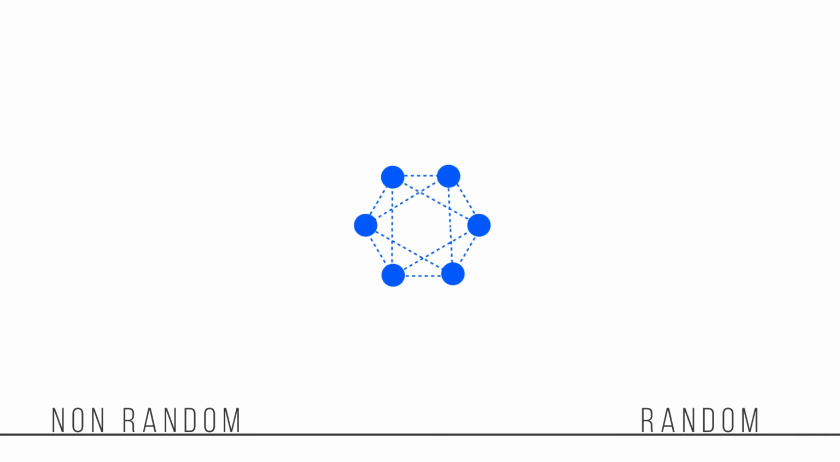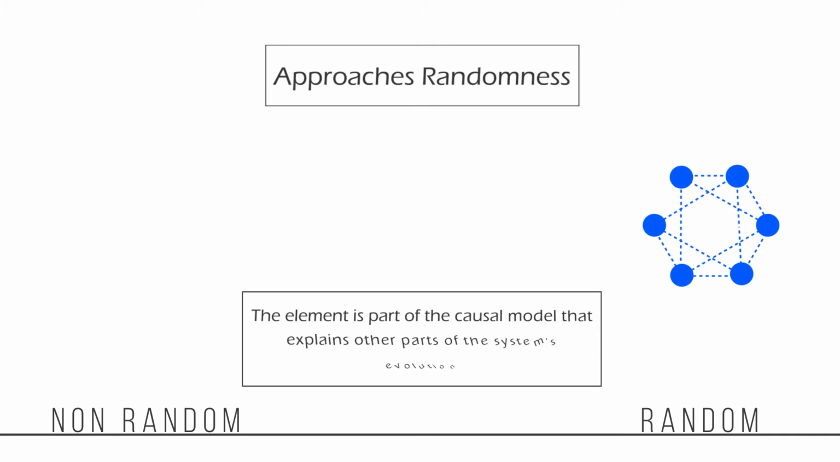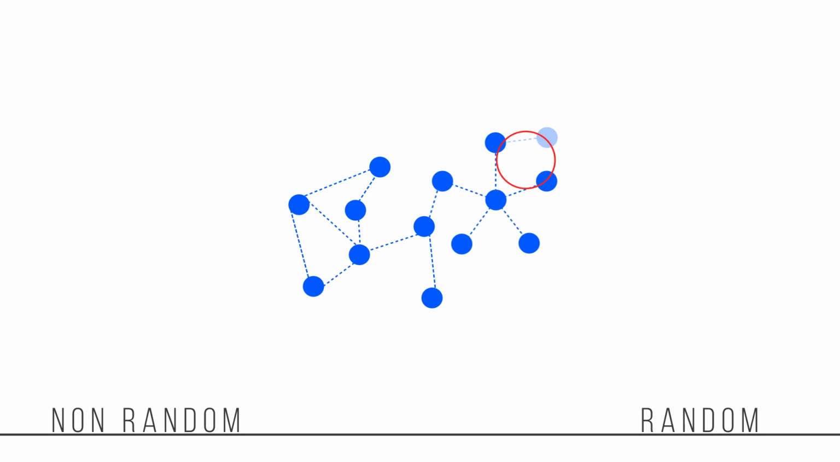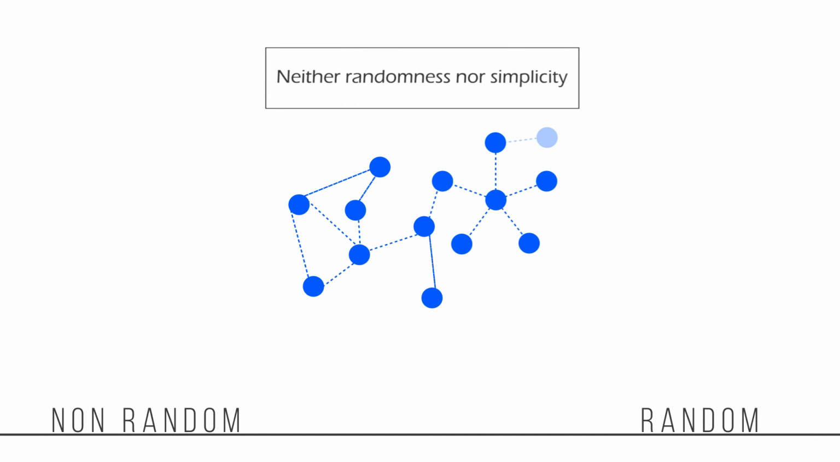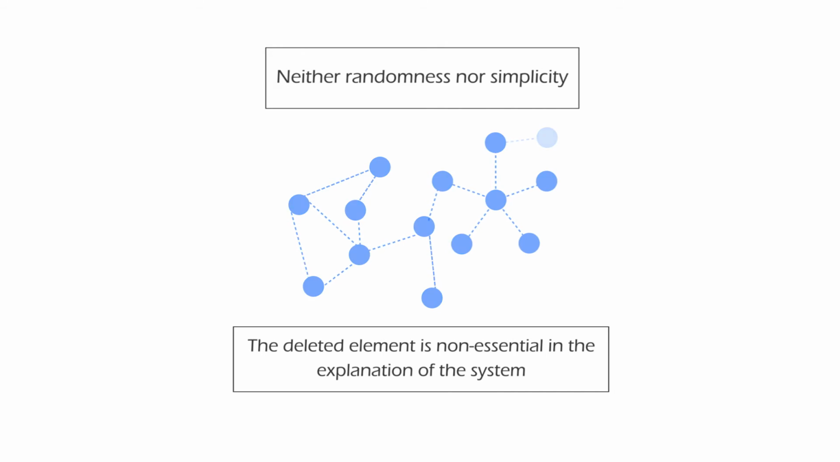Alternatively, if we remove an element and the system moves towards randomness, it means that the element is part of the causal model that explains other parts of the system's evolution. But if we remove an element and the system does not approach either randomness nor simplicity, the deleted element is non-essential in the explanation of the system and likely an element produced by the normal course of its evolution.